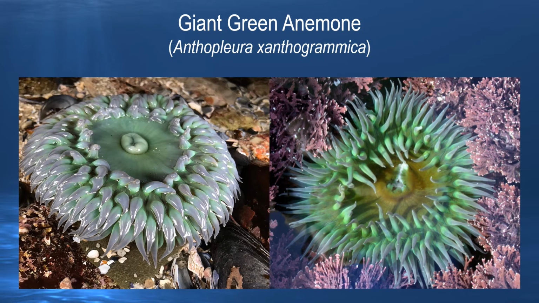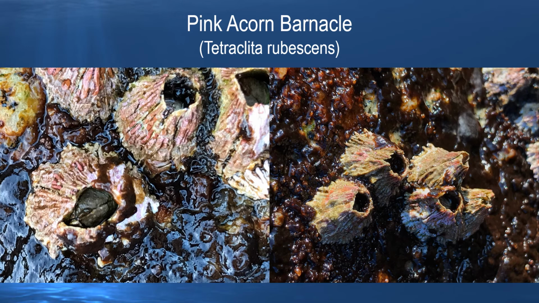The giant green anemone is considered to be a cold water species. But as a result of rising sea surface temperatures, this species, and potentially many other cold water species, could disappear or decrease in abundance at sites within its range. This also includes Monterey Bay. The next southern species we're going to be looking at is the pink acorn barnacle.